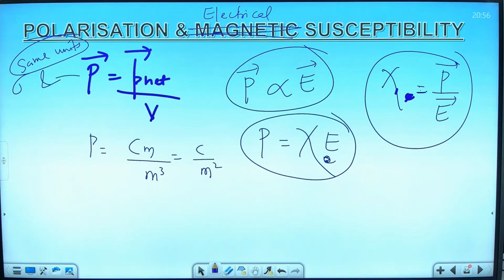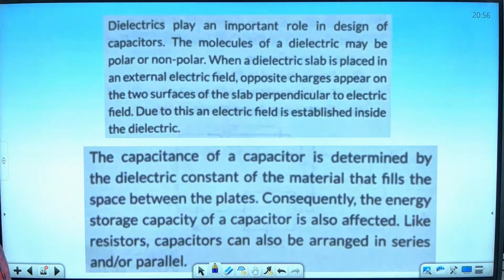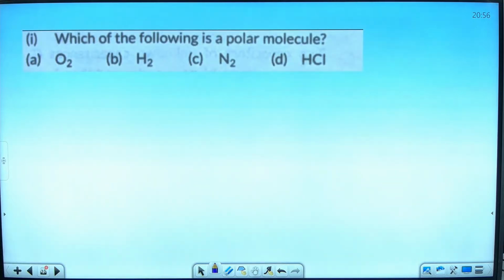Are you getting my point? Okay. Now coming to some questions from here. One story is given. It's a case study type question. It came I think last year. See the first question. Which of the following is polar molecule? 1 mark easily came.